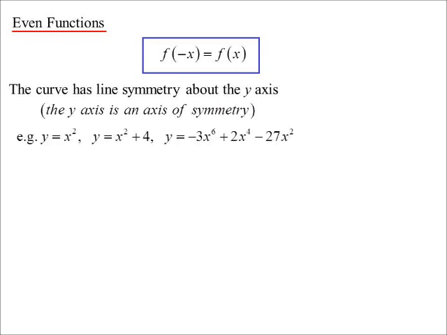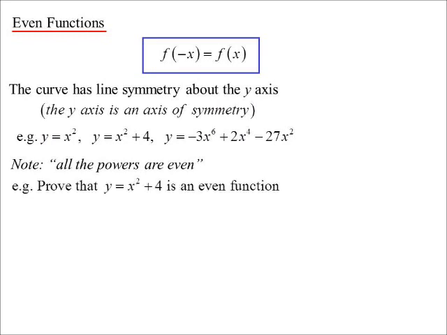So x squared, yes. x squared plus 4, yes. Minus 3x to the 6 plus 2x to the 4 minus 27x squared, yes. Notice all the powers are even. You might be looking at the 4 and going, well, hang on, that power's not even because that's 4 to the power of 1. No, it's not. It's 4x to the power of 0. Is 0 an even number? Well, that's debatable. But it's in that pattern of every 2. And if you think about what that actually is, it's the parabola shifted up 4 units. So you haven't moved the axis of symmetry. So it's still an even function.